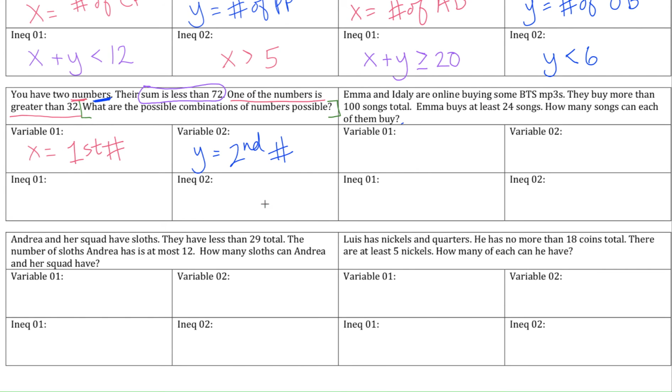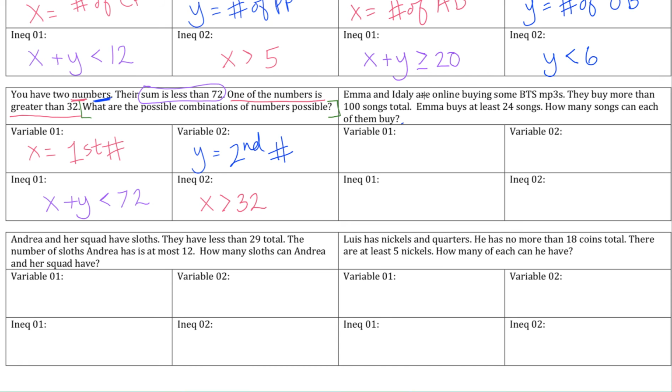Okay, and we know that their sum is less than 72. So when I add them together, it's less than 72. It says one of the numbers, we made it the red one, is greater than 32. Not too bad.